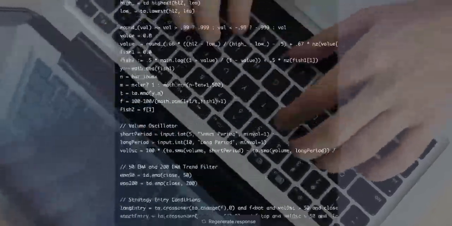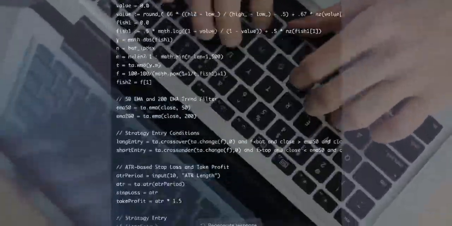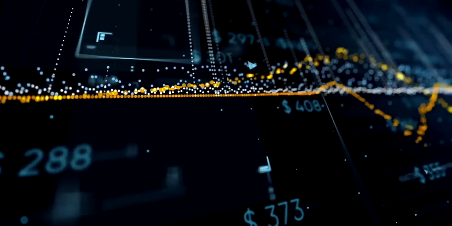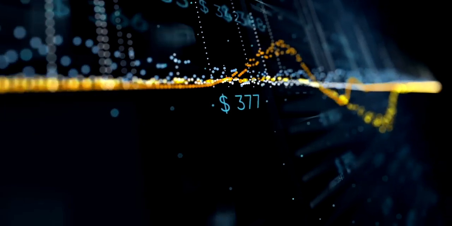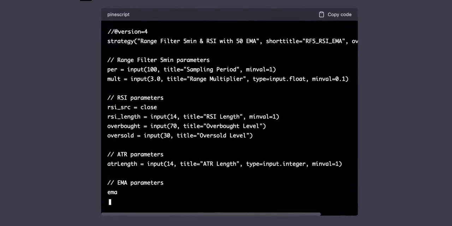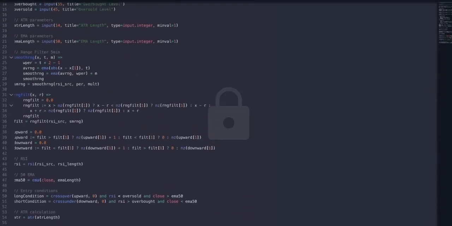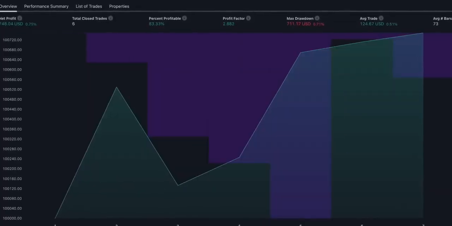I spent many hours asking ChatGPT to combine different indicators into one fully automated trading strategy. A strategy that would be highly profitable and suitable for both day trading and scalping. And here we go, I finally received that secret code. I pasted it into Pine Editor and was surprised at how well this strategy actually worked.